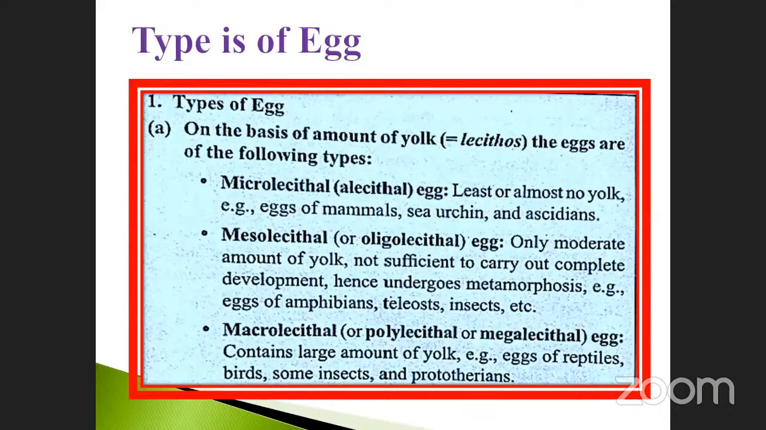Types of egg, isn't it? Microlecithal, mesolecithal, macrolecithal. Okay, those things were also already discussed. And what are the corresponding examples? Those things we also already discussed, isn't it?